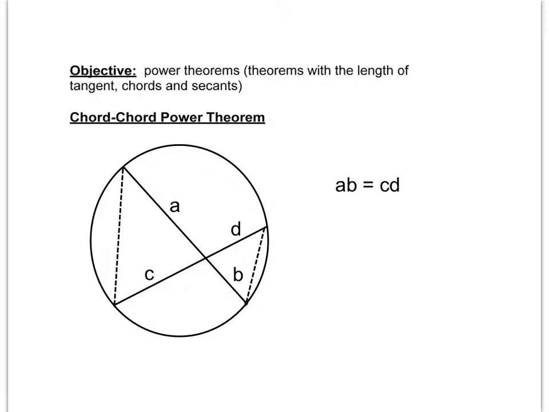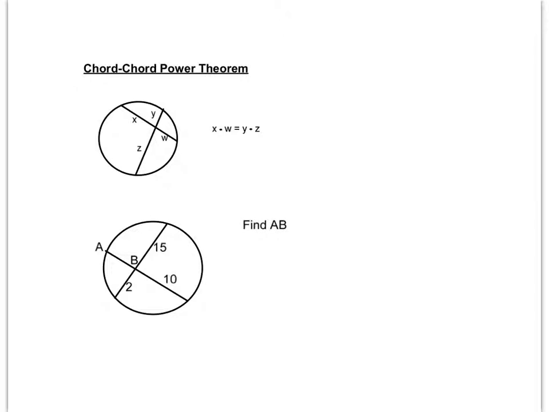Of course, I said that wrong. C times D. So as we look right here, again, X times W is going to equal Y times Z. In this picture right here, I know that 2 times 15 is going to equal 10 times this piece right here. Let's call the piece we're looking for X. Find AB. Let's call it X. So now I know that 2 times 15 is equal to 10 times X.